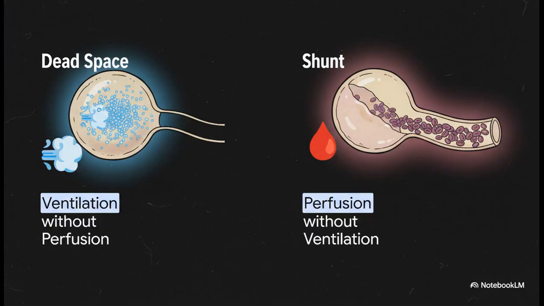Now, before we wrap up, it is super important to know the difference between dead space and its opposite, which is something called a shunt. Dead space, like we've been saying, is ventilation without perfusion. It wastes your ventilation, your breath, and that causes CO2 to build up. A shunt is the total opposite. It's perfusion without ventilation. It wastes your blood flow, and that leads to low oxygen. They're both bad news for sure, but they are fundamentally different problems.